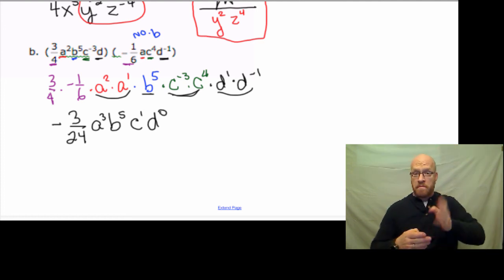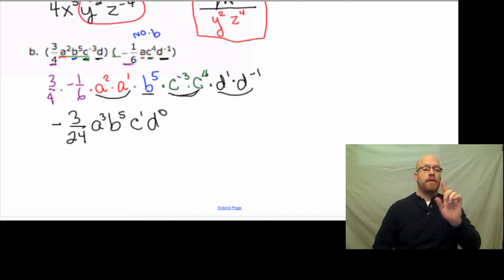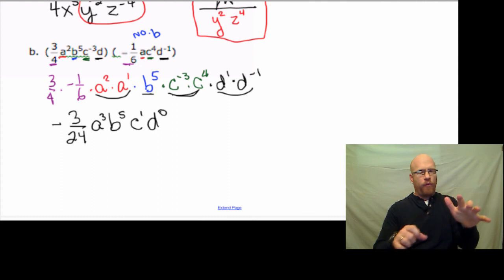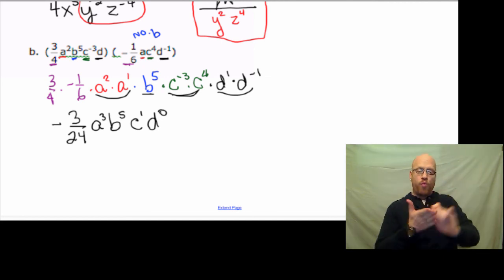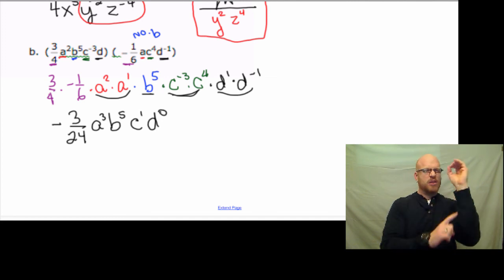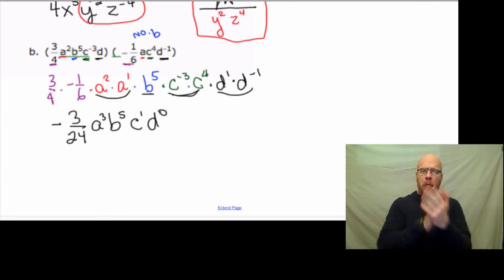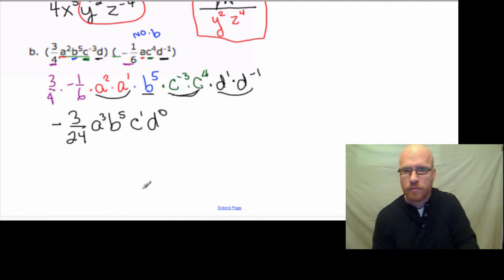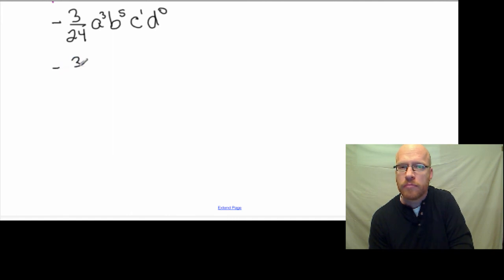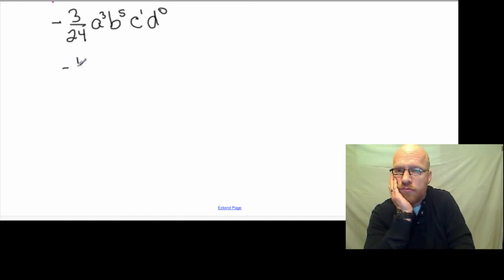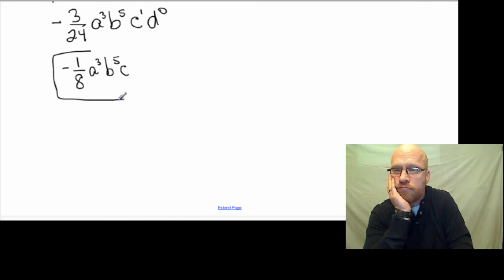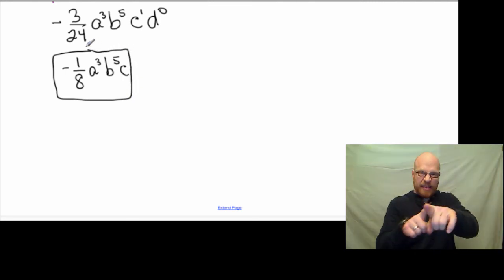Okay, this answer is not quite finished yet. Well, first thing, our fraction isn't fully reduced. 3 can divide 3, 3 can divide 24. We can simplify it, as well as our last variable, d to the 0, is really 1. We don't normally write that, but for these purposes, I was doing it to demonstrate what was going on. Oh, I'm sorry. Let me fix that. And that's our final answer.